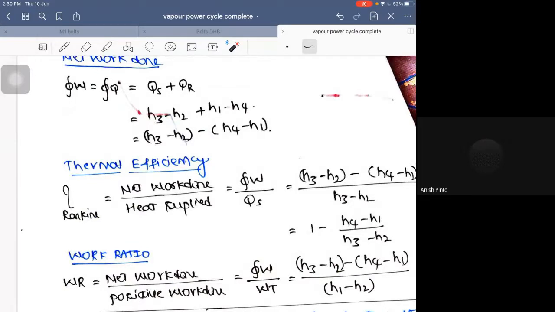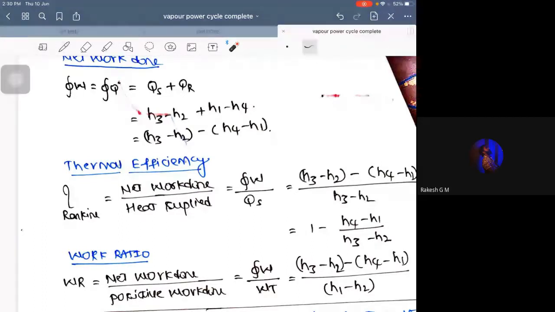So there might be a question in your examination with labelled diagram, schematic diagram: explain the Rankine cycle and hence derive its thermal efficiency, net work done or work ratio. You can just write these things up and it will be done. Any doubts here? Let me know now.